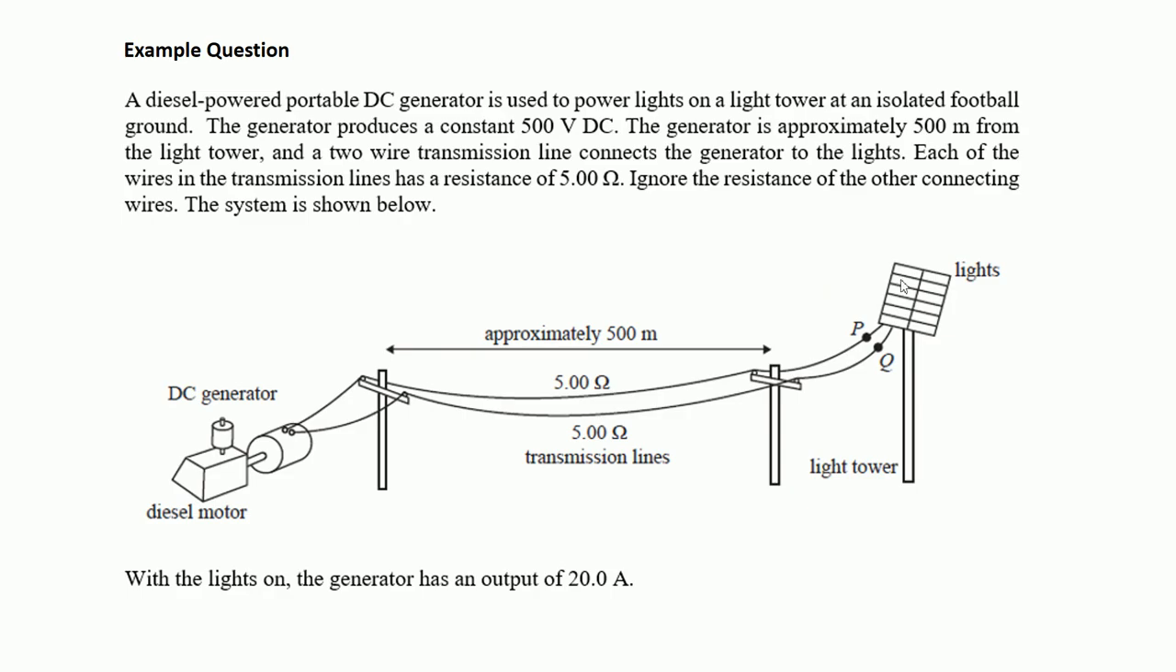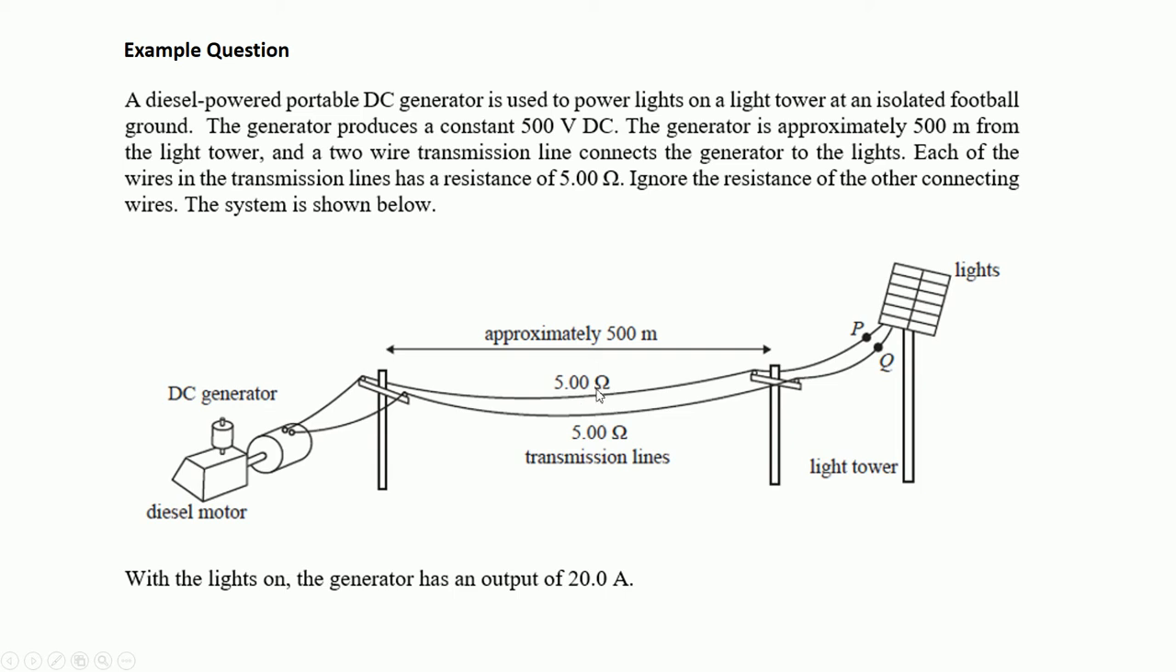A diesel powered portable DC generator is used to power lights on a light tower at an isolated football ground. The generator produces a constant, here's our generator, 500 volts DC. The generator is approximately 500 meters from the light tower, and two wire transmission lines connect the generator to the light. Each of the wires in the transmission lines has a resistance of 5 ohms. So collectively the transmission lines have a total resistance of 10 ohms.